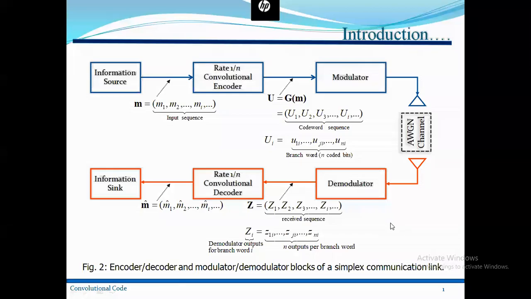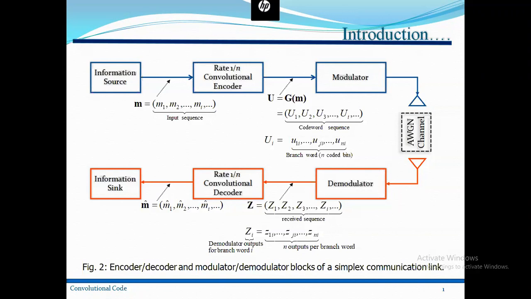In this lecture, we study convolutional coding, and in the next lecture, we learn about convolutional decoding. Convolutional coding is unlike linear block codes and cyclic codes, in which we have a one-to-one mapping of the message and the code word. A k-tuple message is mapped to an n-tuple code word.